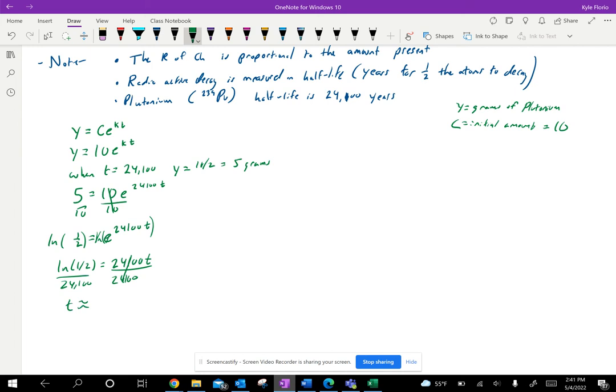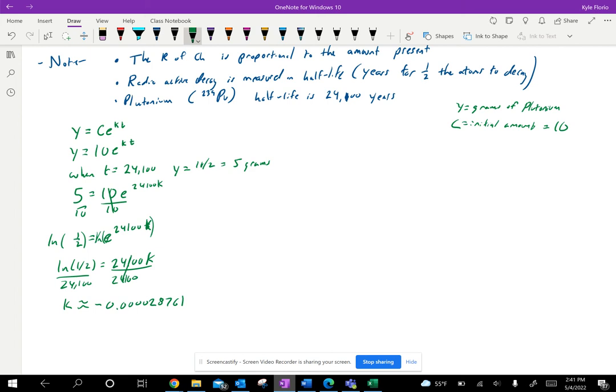And in the calculator, it should tell us that k is... 24,000 is t, and we're searching for k. Sorry about that. This is k, not t. So we're not searching for t, we're searching for k. We're given t is 24,100. So that's just k. And this is about negative 0.0000287. So we have c and we have k.